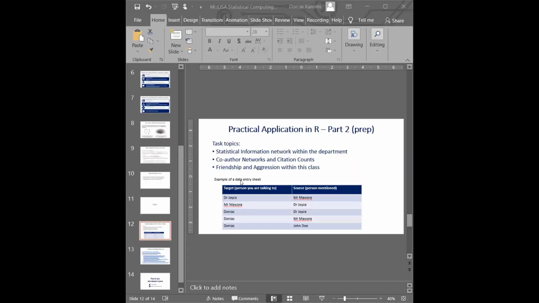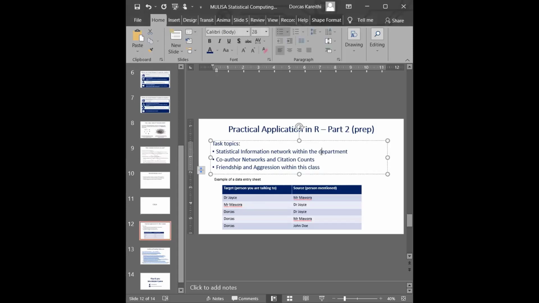The first thing here is the statistical information network within the department, which means this is somewhere like Maseno University. I'm not sure which department Mulisa falls in, but you can try and assess the flow of information, especially professional information, within the department. So social network analysis is not limited by scale. You can use it in a certain setting, maybe a hospital or even a class, and you can also use it in a country case.